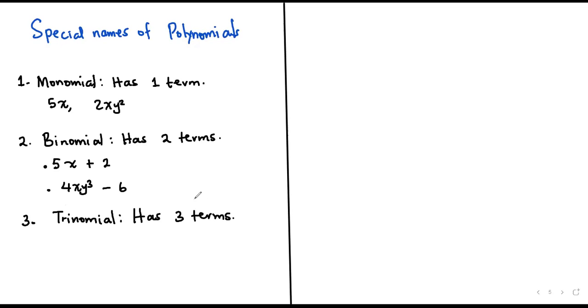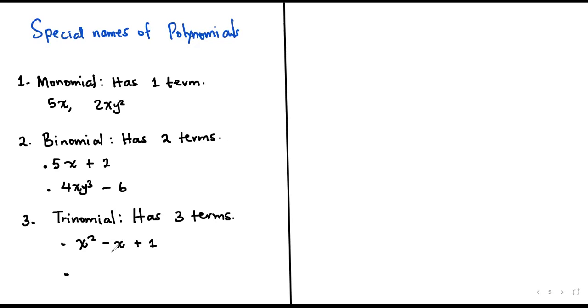It has three terms. So let's say we have x squared minus x plus 1. So you can see that these are three terms. You have x squared, then we have minus x, then we have plus 1.